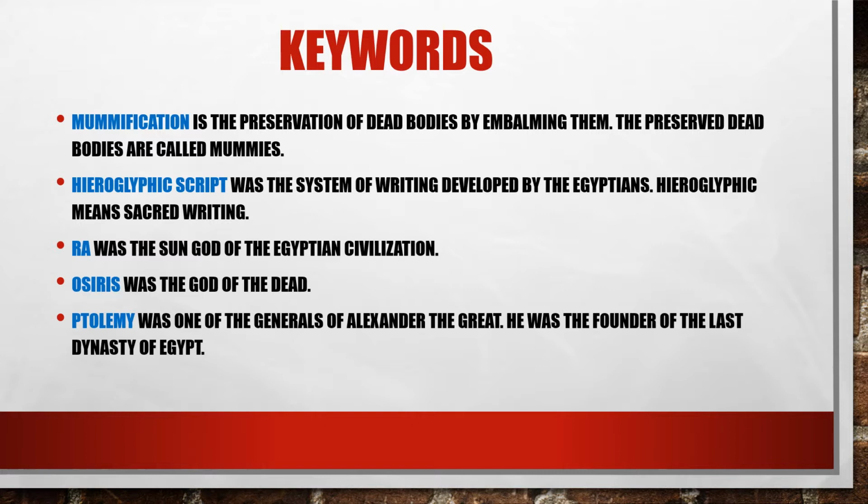Ra. Ra was the sun god of the Egyptian civilization, which plays a very important role in the ancient Egyptian civilization. Osiris. Osiris also was the god of the dead. Ptolemy was one of the generals of Alexander the Great, and he was the founder of the last dynasty of Egypt. So these are a few words which you are going to come across in the coming slides, and in detail we are going to learn about them in the coming slides. So let's start our topic, that is occupation.